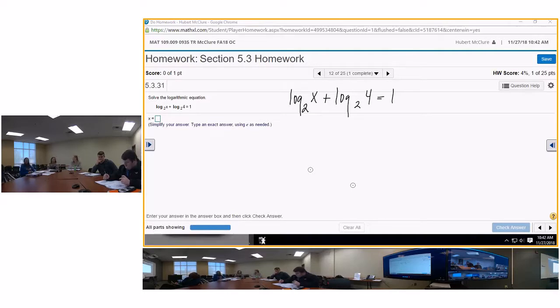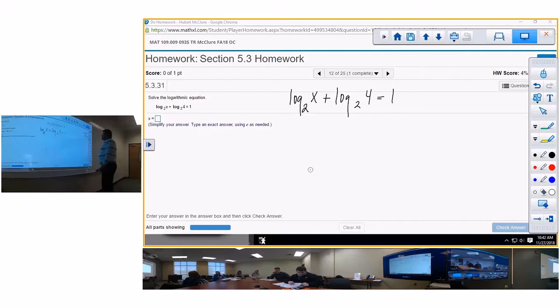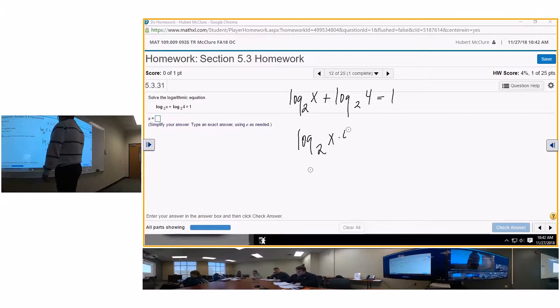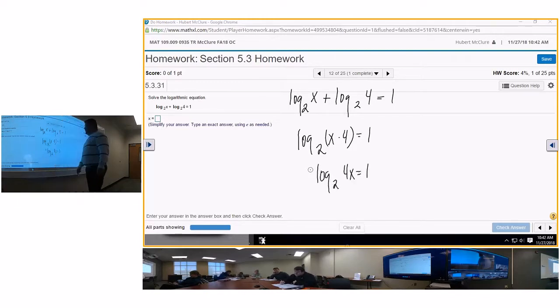So, what can we do? Product rule. Good. So, log base 2 of x times 4 is equal to 1. Log base 2 of 4x is equal to 1. Definition of a logarithm. 2 to the what? 2 to the first is equal to 4x.